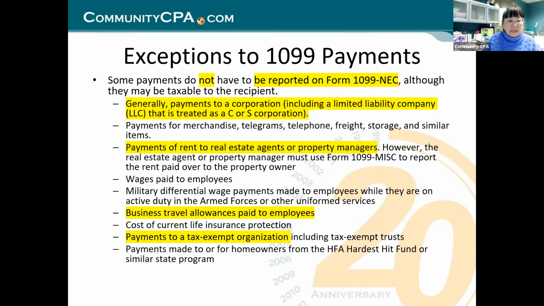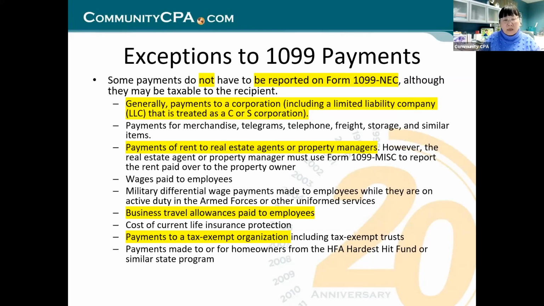One of the things I want to mention to you is that if you have a business and you pay your employee travel reimbursement, for example they drove mileage and you pay them, you don't need to issue a 1099.